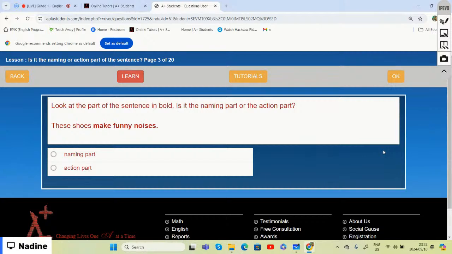The next one says, these shoes make funny noises. If we look at the words in bold, make funny noises, is that a naming part, which is option one, or is it an action part? These shoes make funny noises.